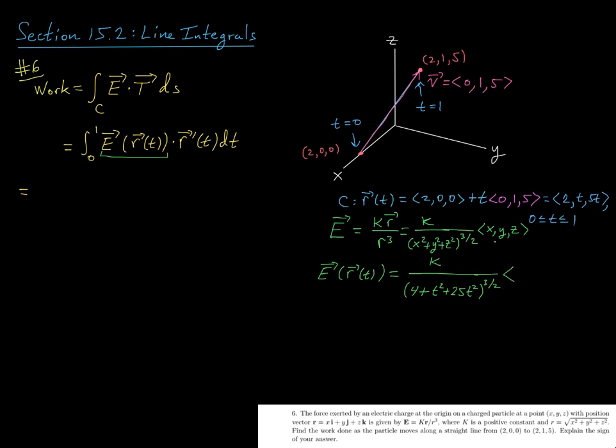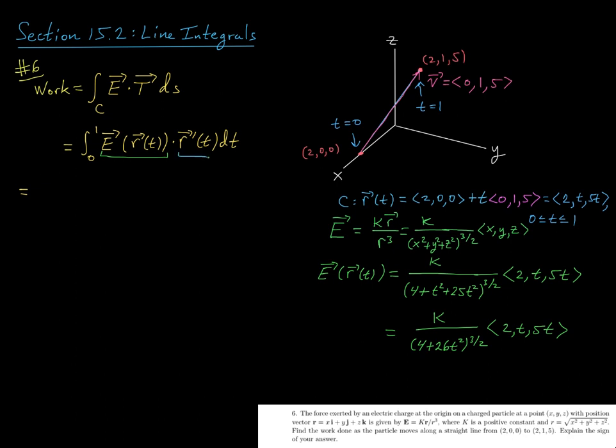And then our components for this vector x, y, z would just be 2, t, 5t, when I substitute in 2 for x, t for y, and 5t for z. All right, now we can clean this expression up downstairs a little bit. We get (4 plus 26t squared) to the 3/2, and then we have our 2, t, 5t. All right, so that is this portion here, the E of r of t.